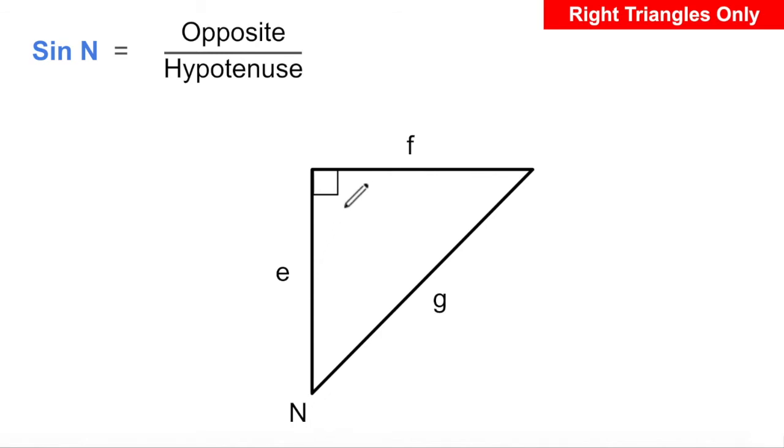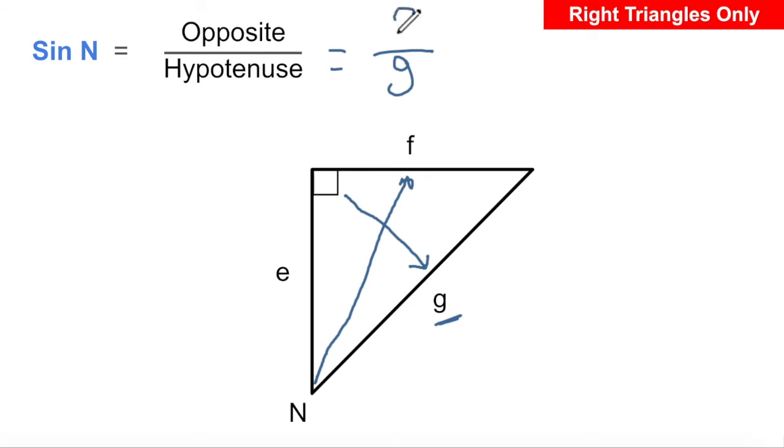Well, the hypotenuse is opposite to the right angle, and it's also the longest side. So G is the hypotenuse. This is G. And which side is the opposite side? Well, opposite what? Opposite n. So which side is opposite n?